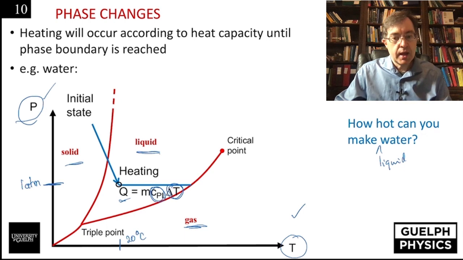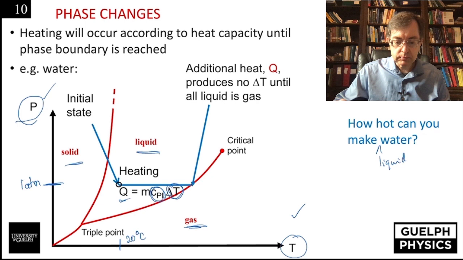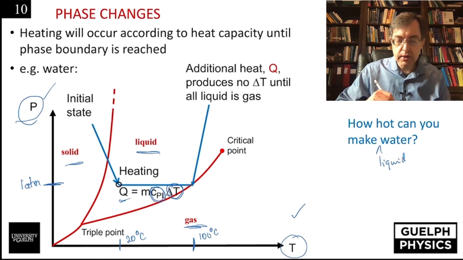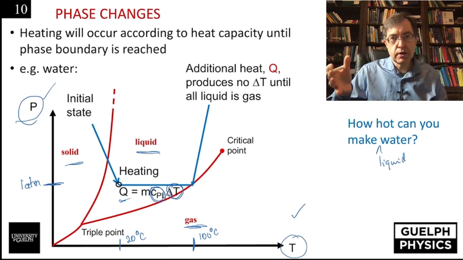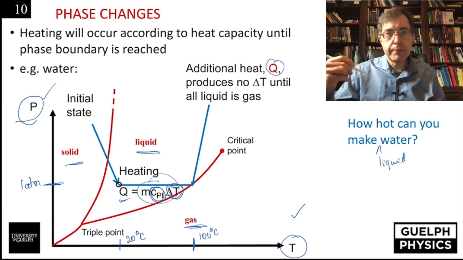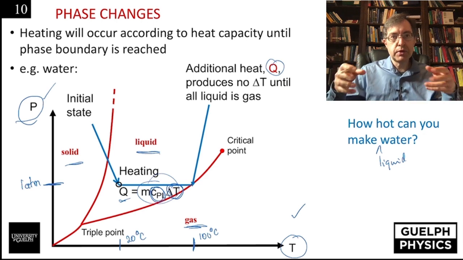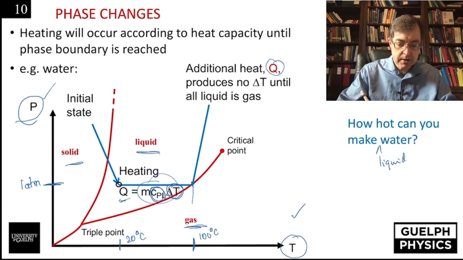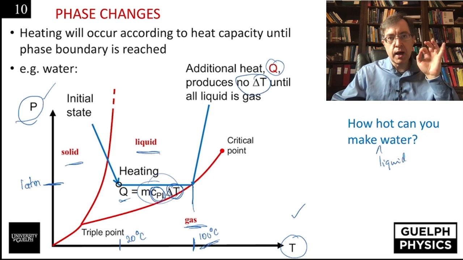Okay. And then what will happen is I'll get up to like 100 degrees centigrade, and then I'll convert into the gas. But before I actually convert completely into the gas, I need to keep adding some additional heat in addition to this amount. And what this heat will do is it will convert the liquid into a gas, but this entire process will take place at a fixed 100 degrees Celsius. So there's no temperature change while I add this heat.